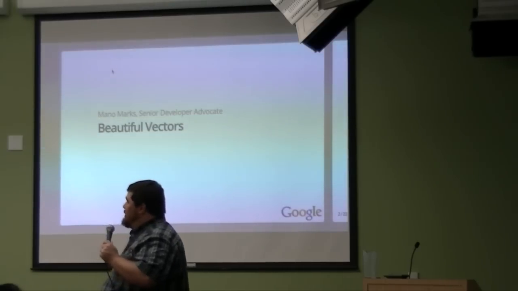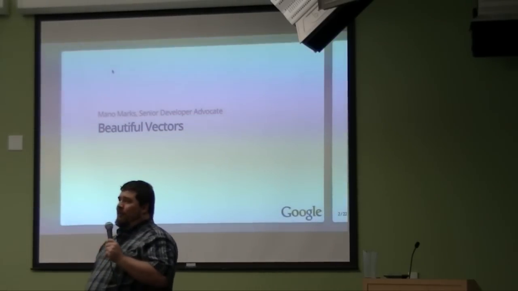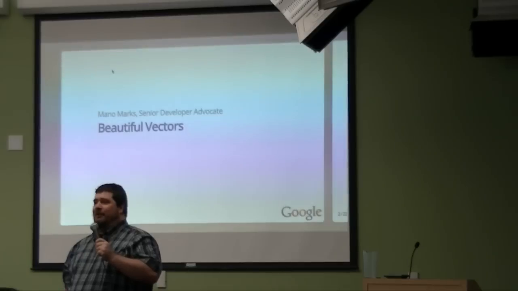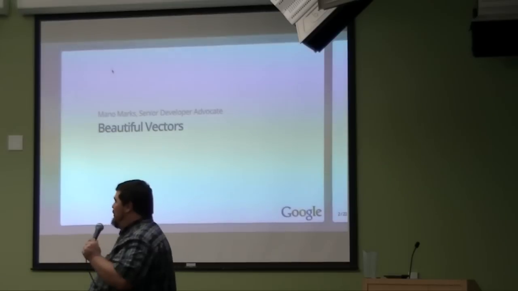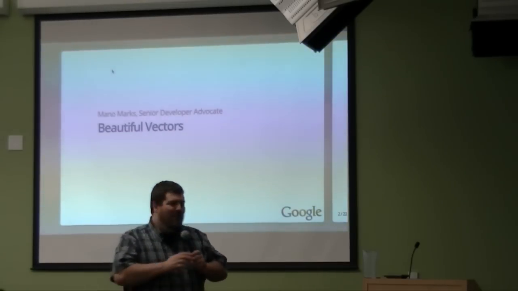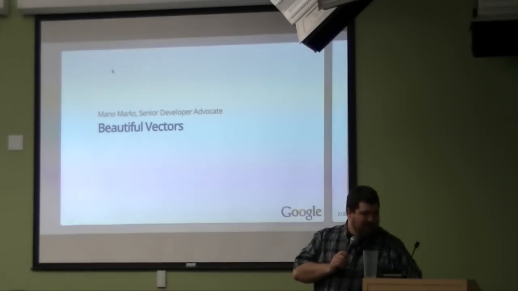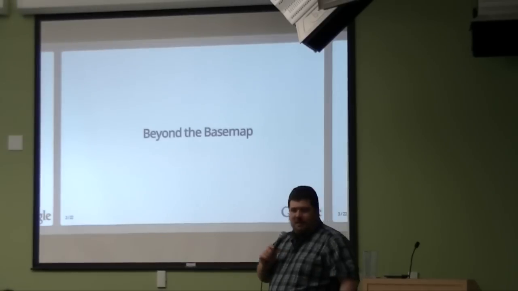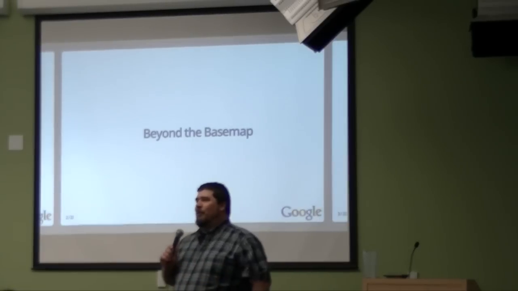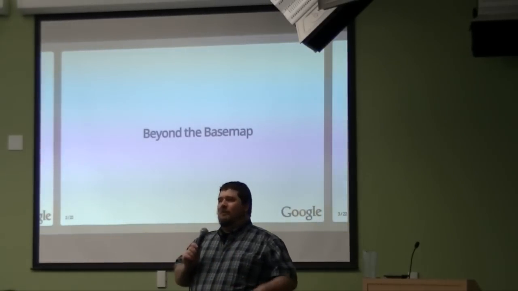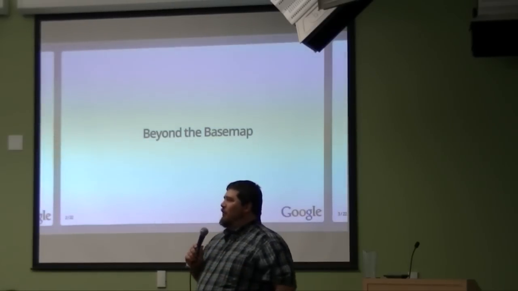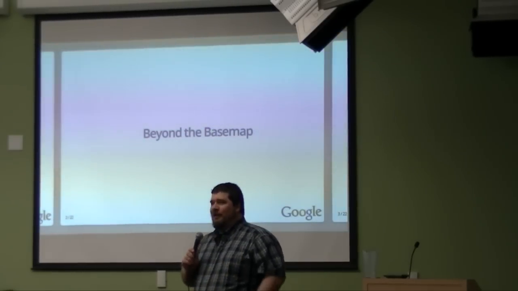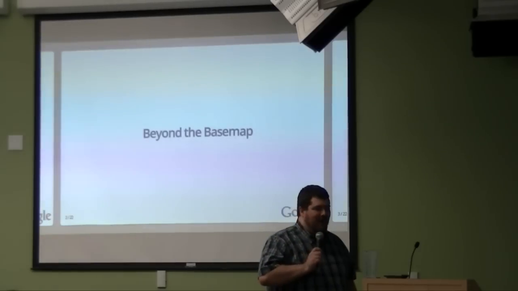So I'm going to talk to you today about beautiful vectors. If you were at Strata and saw my talk there, you can go get some more food. This is going to be pretty similar to that. The general theme is moving beyond our base map, looking at ways in which you can combine new innovative technologies with Google's base map.